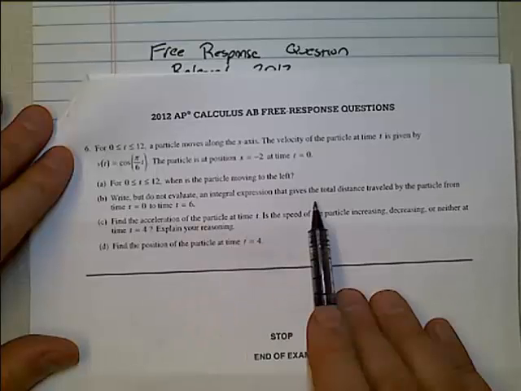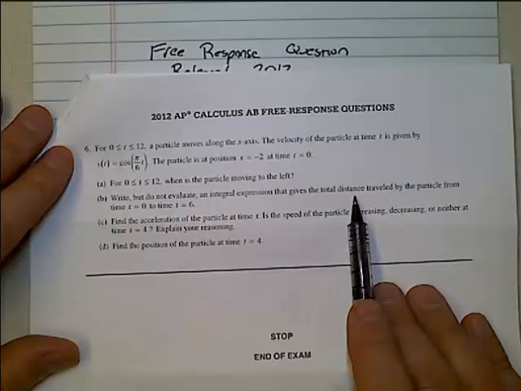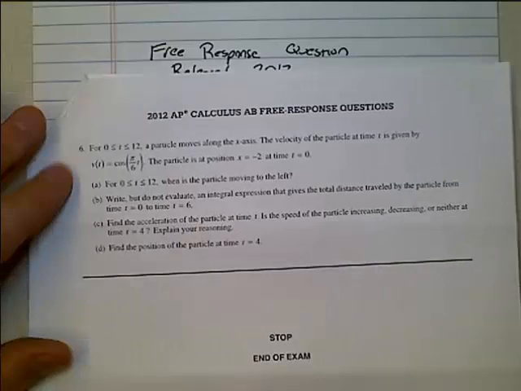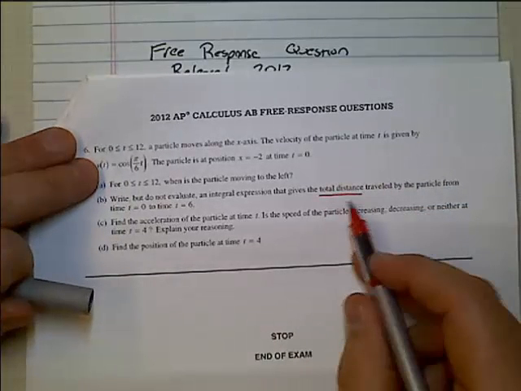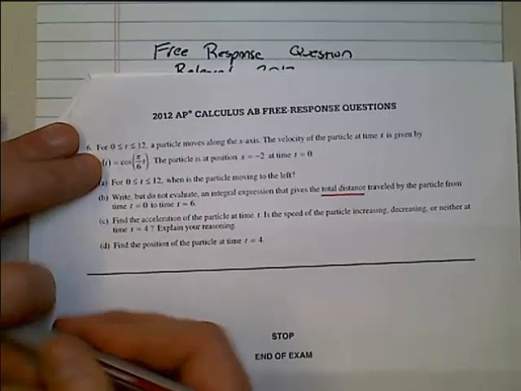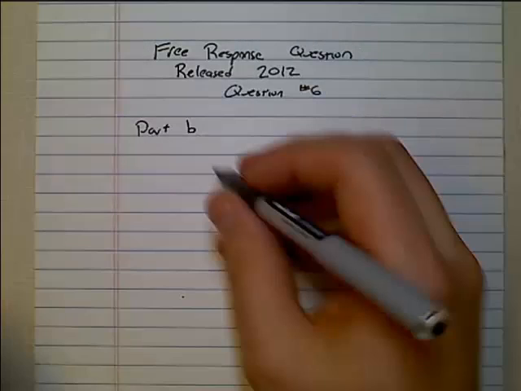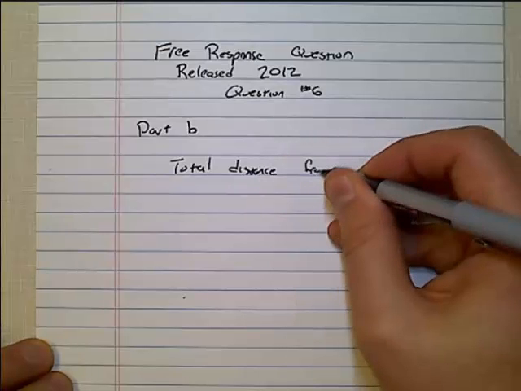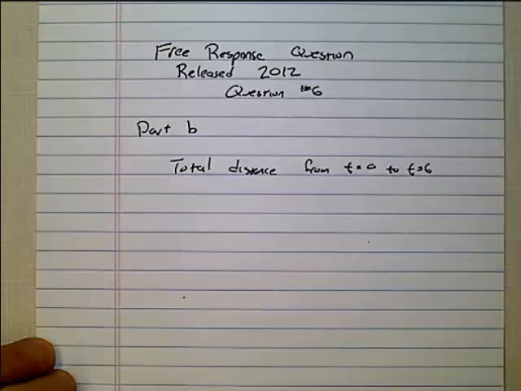And so we're making an integral expression, and the key word here is total distance. Total distance should tell us that we need to think about where this particle is moving to the left and to the right. In fact, if they had said find the displacement, then we could just do the integral of the velocity. But since they said total distance, we need to think a little bit about what that means. And it says from t equals 0 to t equals 6. So we want to find the total distance traveled from t equals 0 to t equals 6. We're going to set up an integral, but we don't have to evaluate it.